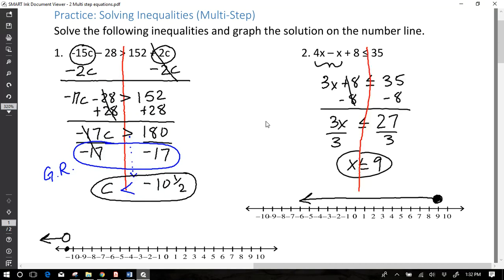All right, here is my work for number two, as well as my graph. Just a reminder that if there is a line underneath the inequality, I need to have a solid dot. Okay, and again, it is pointing to the left, so that's the way that I needed to draw my arrow.